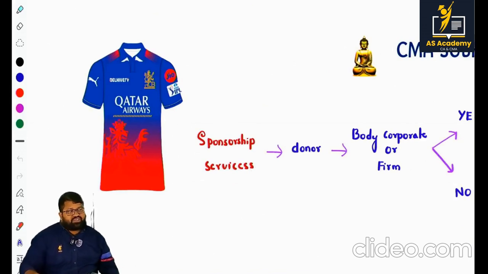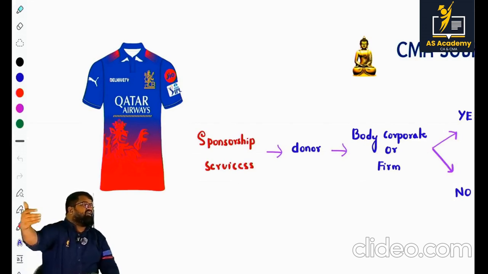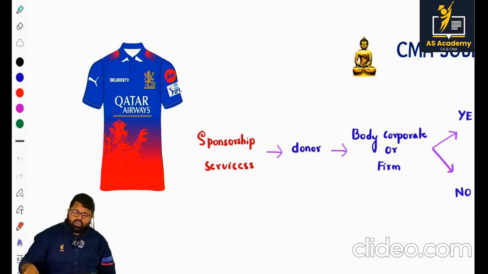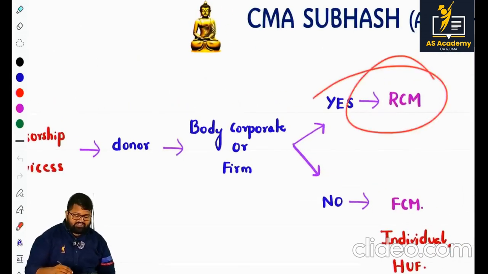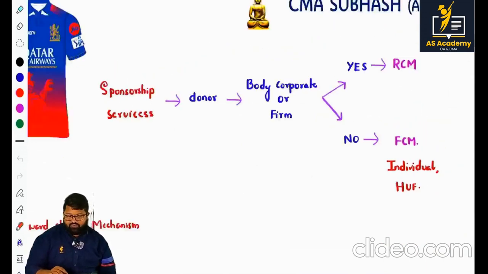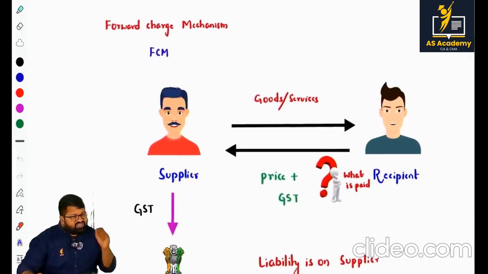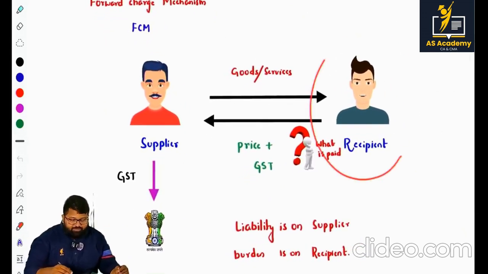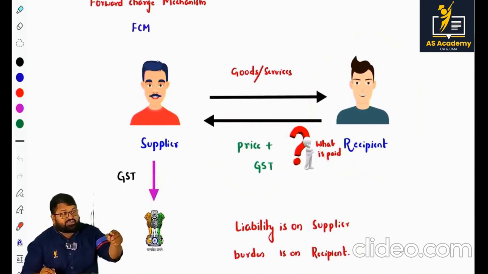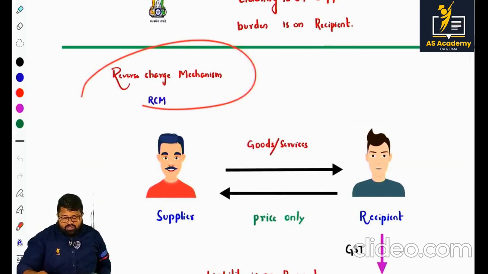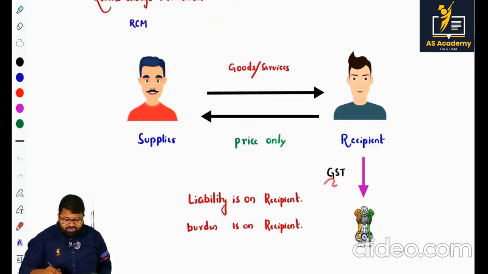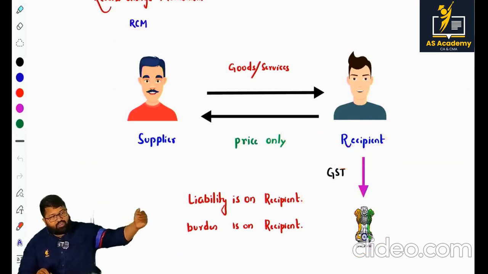Next, what is it? Sponsorship. Sponsorship services. Here, who is the supplier of service and who is the recipient of service? Like the cricketers, the suppliers are the players. Cricket players are giving service to whom? Different companies or firms. So here, what is the most important thing? Whether the donor is a body corporate or a firm is important. If so, then RCM is applicable. If not, FCM. What is RCM and what is FCM is known to you. In the forward charge mechanism, what is the basic theme? The recipient will pay price plus tax to the supplier, and the supplier pays the tax component to the government. Okay, what about the next, RCM? Only price. The recipient pays only the price, but the GST component the recipient will remit to the government. Okay.